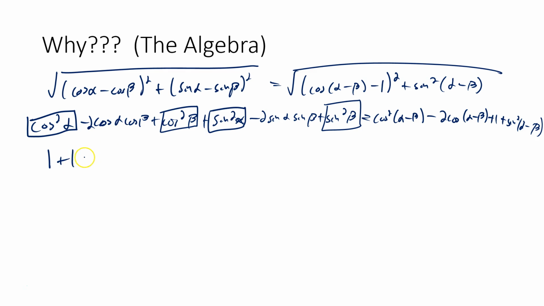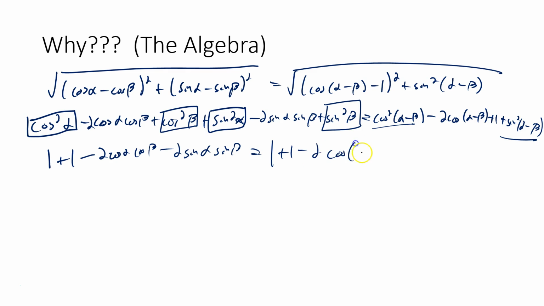Then we have this minus 2 cosine alpha cosine beta, and then minus 2 sine alpha sine beta. And on the right side, we have cosine squared alpha minus beta and sine squared alpha minus beta, so that's 1. And then we have plus 1 again, this guy right here. And then minus 2 cosine alpha minus beta, and that's what we're trying to solve for. So we have a 1 plus 1 on both sides, so those are gone.